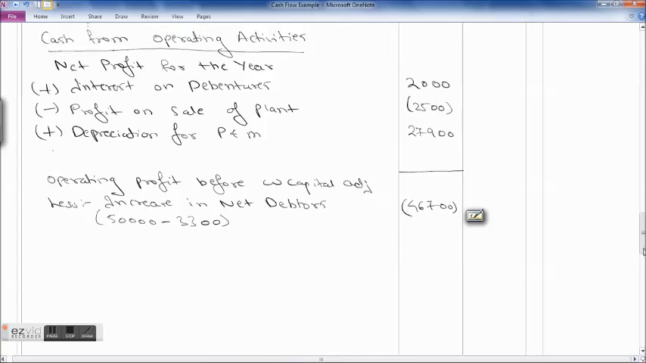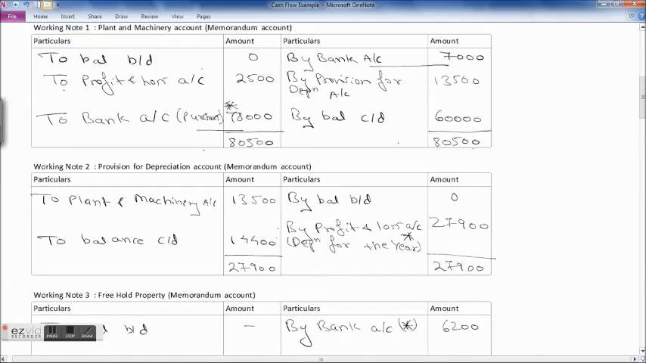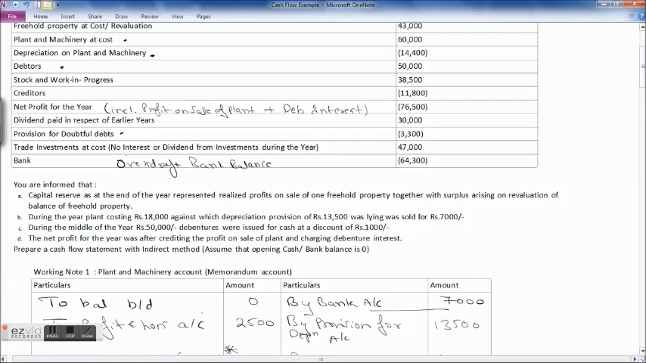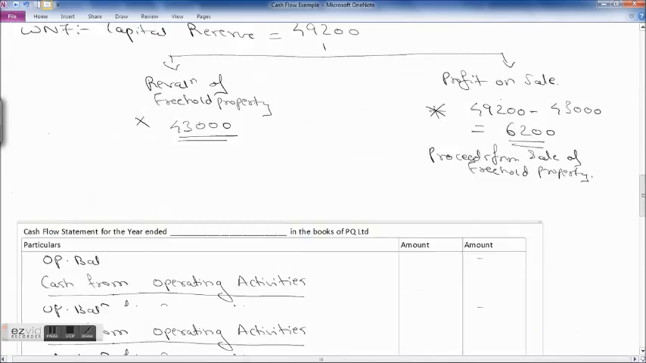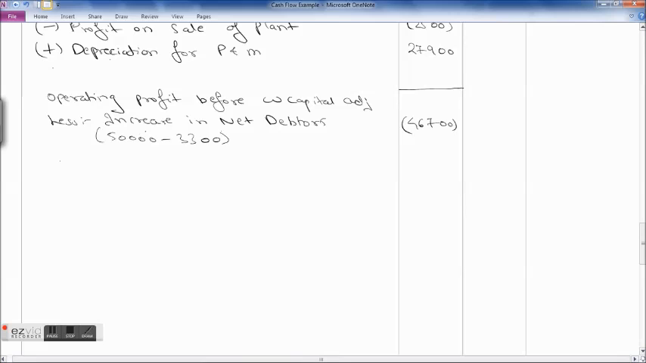Then the next adjustment is stock and work in progress, 38,500. Since the debit balance has increased, there is an increase in the stock and work in progress. So again there is an increase in the current asset, we have to reduce it. So the next adjustment below debtors is: less increase in stock and work in progress. How much is that? 38,500.